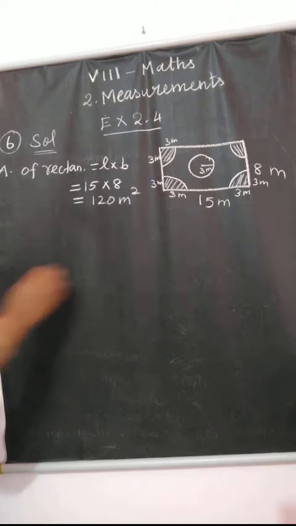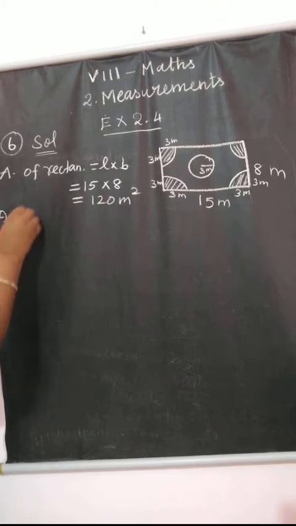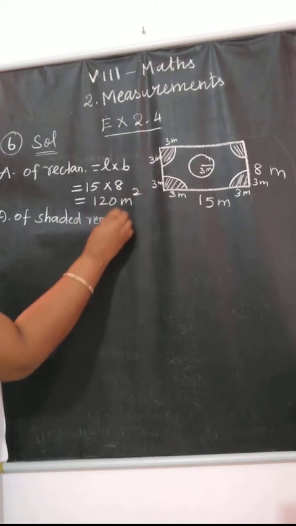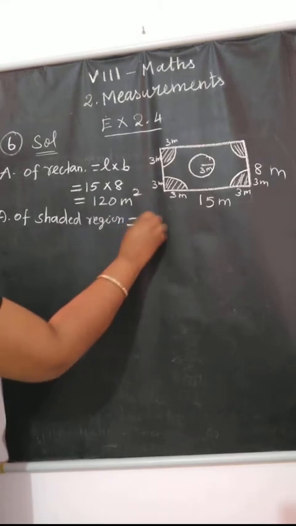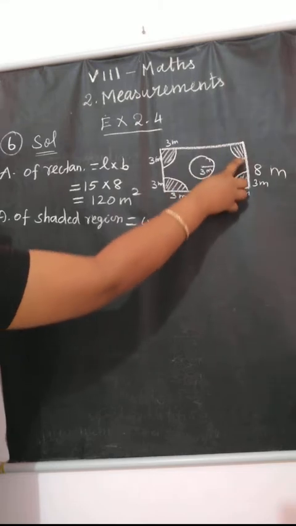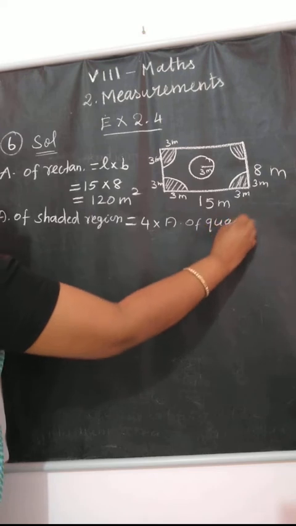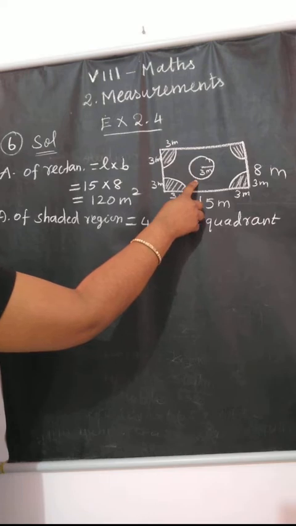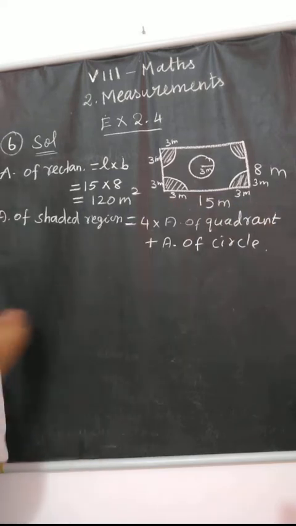Next I am going to identify the area of the shaded region. Listen, here 4 corners are there. So 4 into the area of a quadrant. This part is called a quadrant. So 4 into area of quadrant plus area of circle. Are you able to understand?